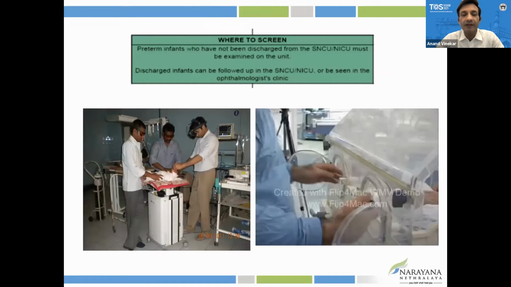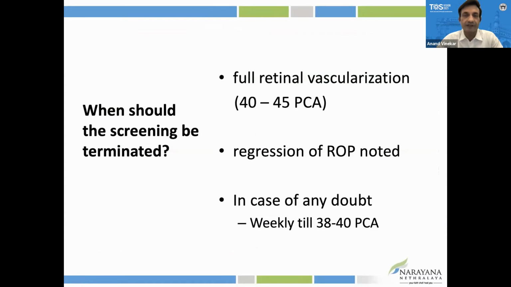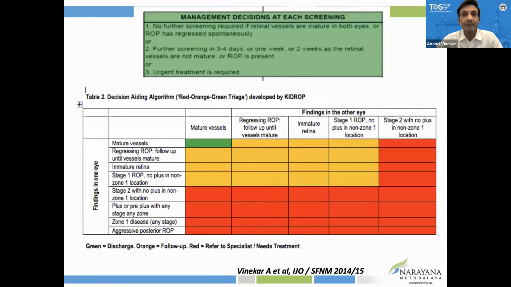Where do you do the screening? Well, if the baby is sick, you can do it in the NICU, and the screenshot on top is taken from the guideline. Or you can do it in your own OPD, as long as you have some sort of basic facility to make sure that these babies are taken care of in the unlikely event of an adverse systemic event. When you screen a baby, you can come up with only 3 outcomes.